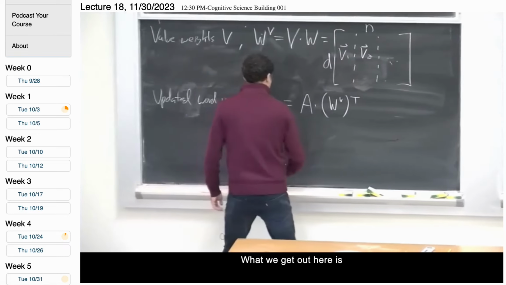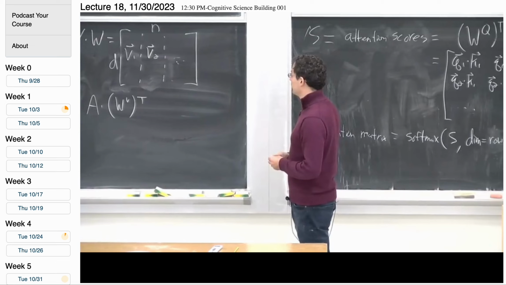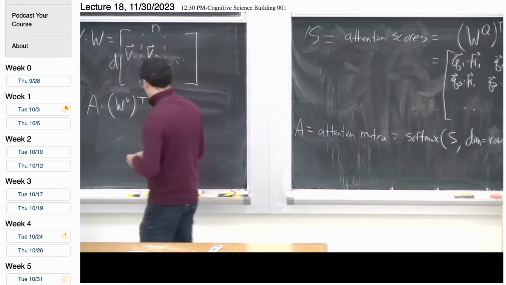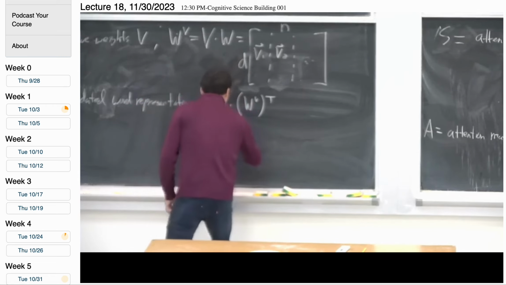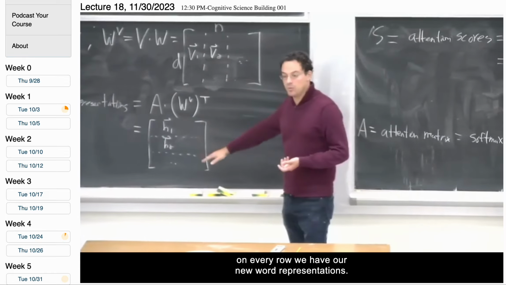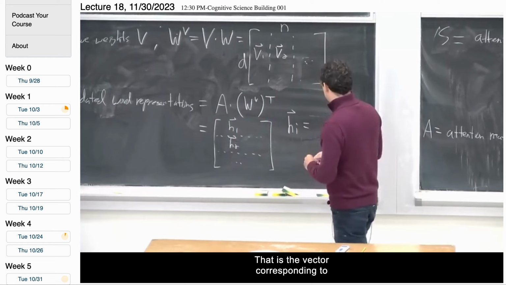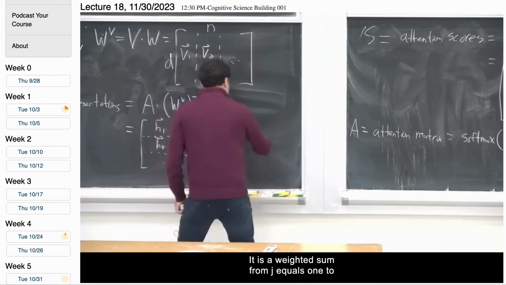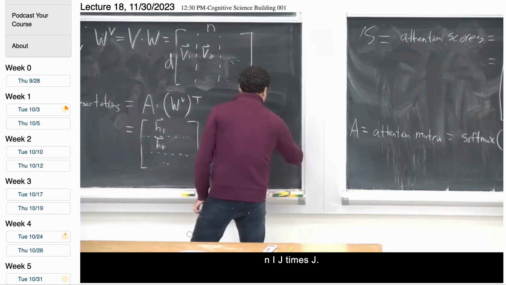And what we get out here on every row is our new word representations h_i. So we have a vector h_i on the ith row. That is the vector corresponding to the updated representation of word i, which is a weighted sum from j equals 1 up to n, a_ij times v_j.